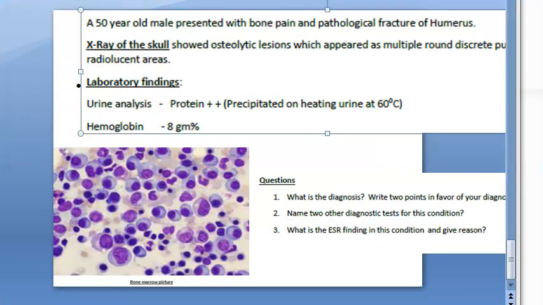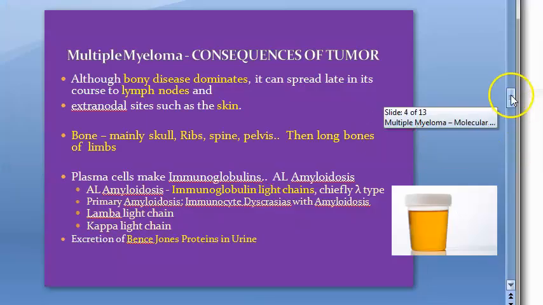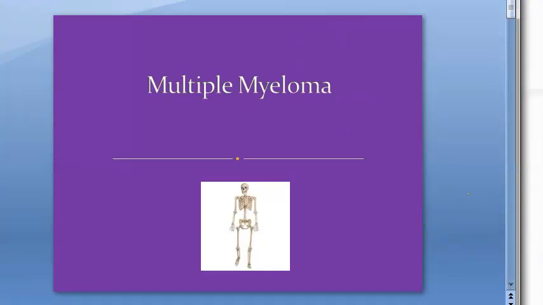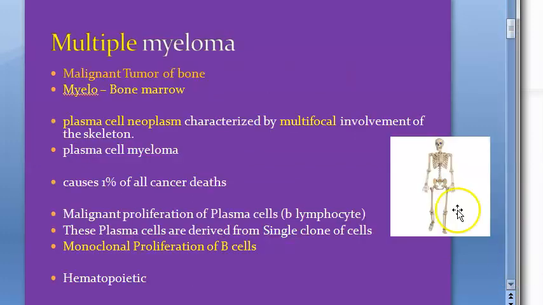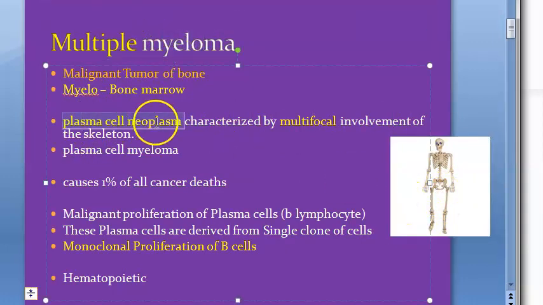Let us go to our multiple myeloma PPT, where we have already seen this. Let us see what all we have seen. Basically it is a malignant tumor of the bone, right? Multiple lesions will be there. Bone marrow is affected, that's why it's called myelo. This is also called plasma cell neoplasm. A lot of plasma cells will be there, producing antibodies, that is immunoglobulins. There is monoclonal proliferation of B cells.